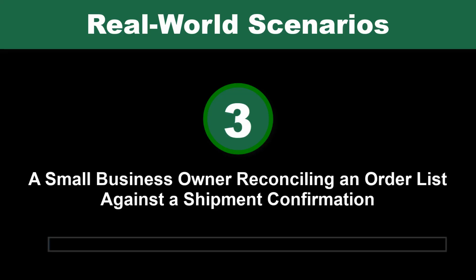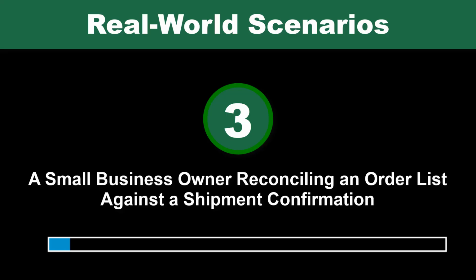A small business owner reconciling an order list against a shipment confirmation. A small business owner placed 80 orders with a supplier and received a shipment confirmation listing the items dispatched. She needed to verify which orders were included and which were missing, but the formats differed and manual comparison was slow and unreliable. Compare Lists cross-referenced both lists in seconds. The Common column confirmed what was shipped, and List 1 only revealed the missing items she needed to chase immediately.